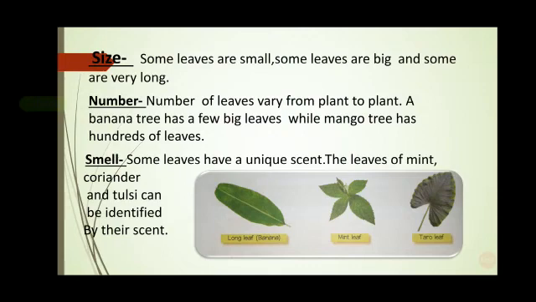So, students, now we know that leaves have different parts. The leaves can be of different sizes. They can be of different numbers in different plants, and they have their own unique scent, and the shape and size of the leaves also vary. So today we will read this much only. Next time we will read their uses, their consumption, etc.